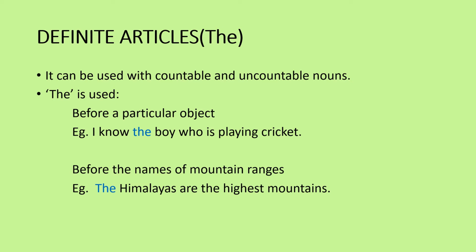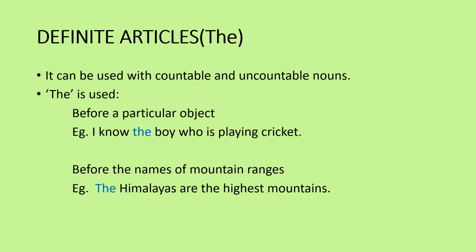Now let us talk about the definite article. There is only one definite article, which is the. The can be used with countable as well as with uncountable nouns. So we can use it with plural or singular both, and countable and uncountable both. Now there are particular uses of the.